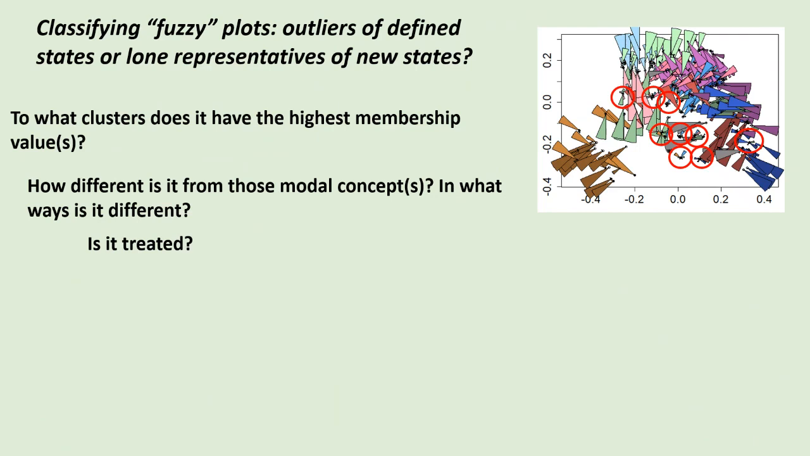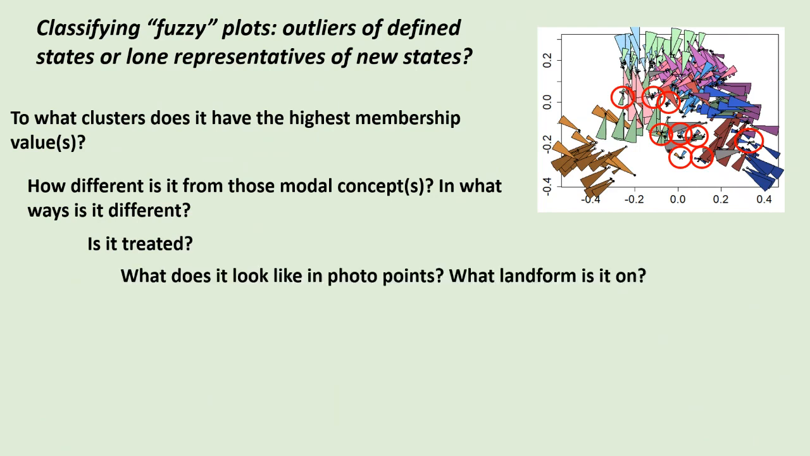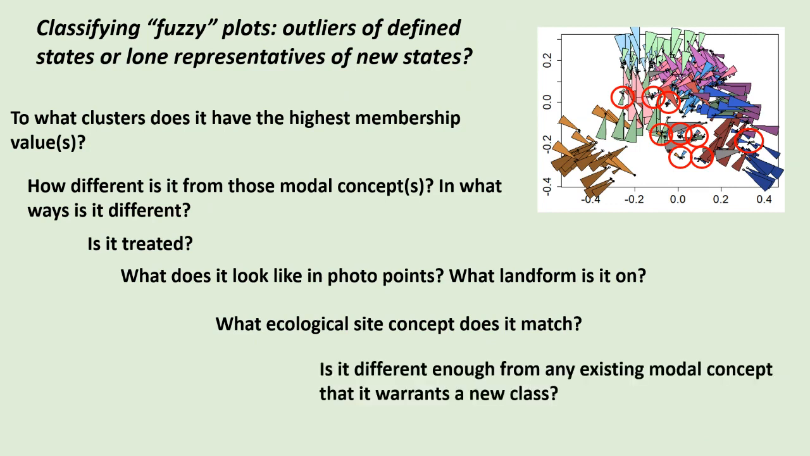whether it occurred on a treatment, what it looked like in photo points, and where on the landscape it occurred, what ecological site concept it matched based on its soil pit and other abiotic variables, and was it different enough from any existing modal concept that it warranted a new class, and then whether it was similar to any other fuzzy plots.